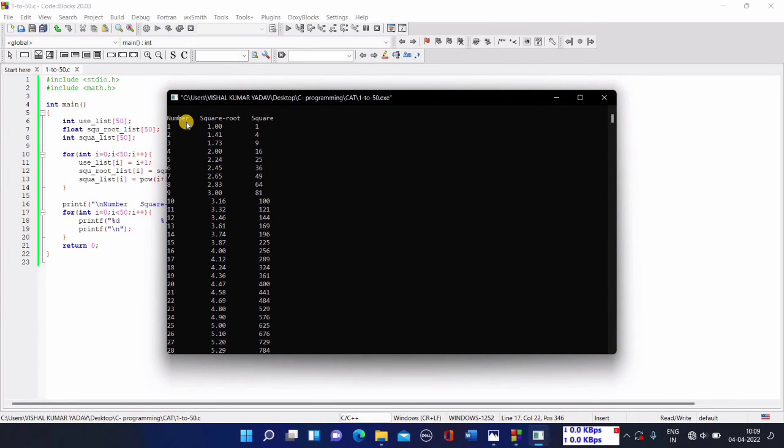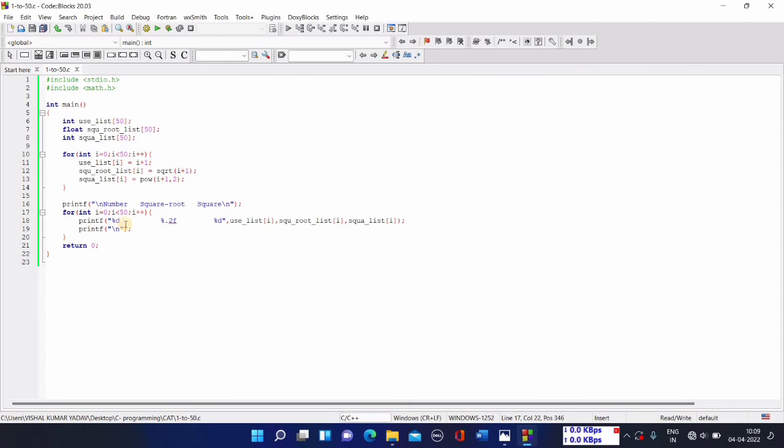Now see what I'm getting. I got a table, right? The numbers are written over here, the square roots are written over here, and the squares of these numbers are written over here. So that is why I was giving a lot of spaces. These many spaces were given purposely so that I get a proper alignment of the table.